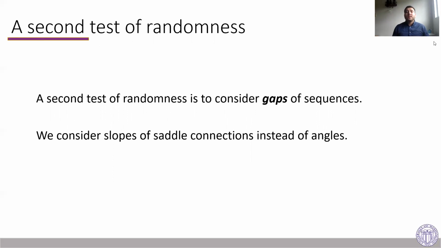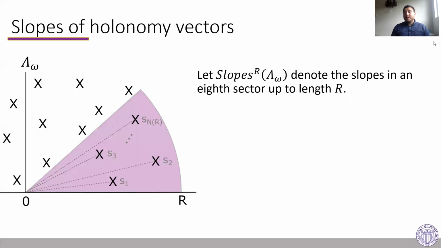Right, we can get from one to the other by taking an arc tangent, and so information about one is going to pass as information for the other. Okay, and now let me be a little bit clear about what I mean by slopes of holonomy vectors.